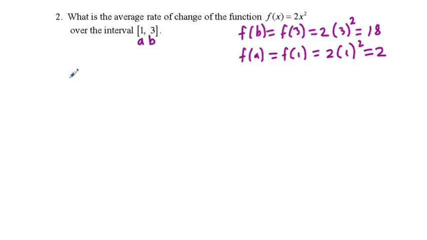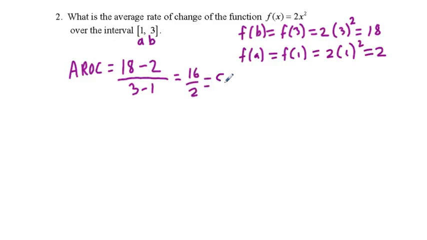So our average rate of change equals f of b, which is 18, minus f of a over b minus a. So that's going to be 16 over 2, which equals 8. So that's problem number 2.